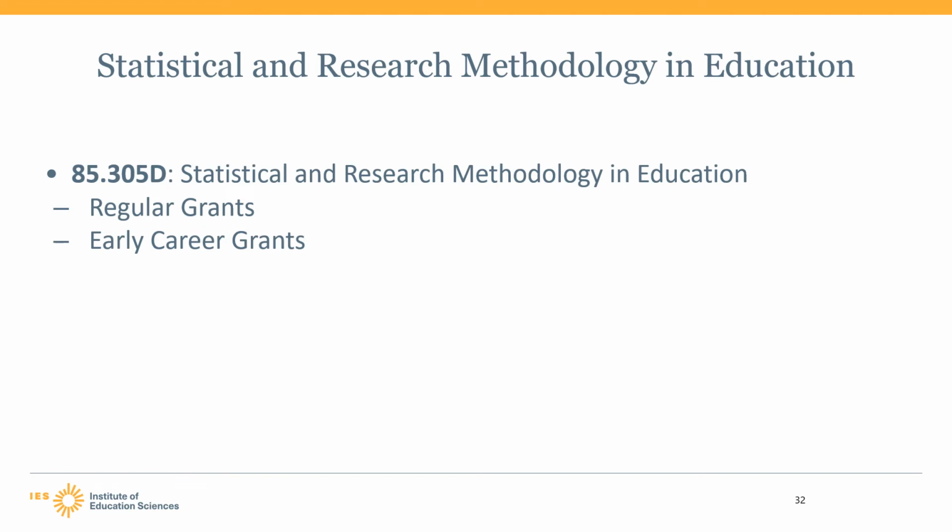IES established the Early Career Grants to encourage a new generation of education researchers to address methodological issues and challenges and to develop statistical and methodological products that will benefit the education sciences. Applicants to the Early Career Grants topic must have received their doctorate on or after April 1st, 2016. Early career grants are intended for applicants proposing high-quality work of the type conducted under regular grants, but that can be done over a shorter period and with less funding.